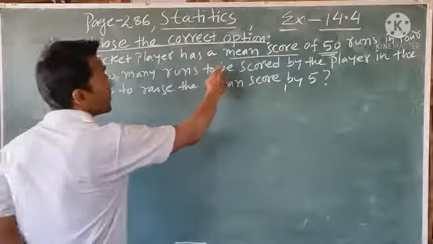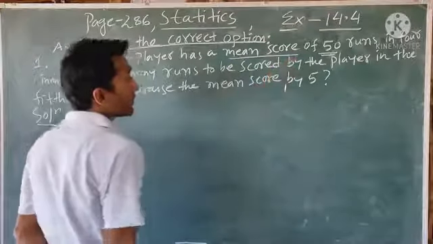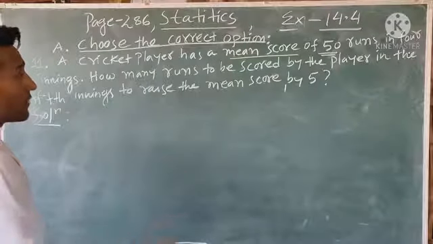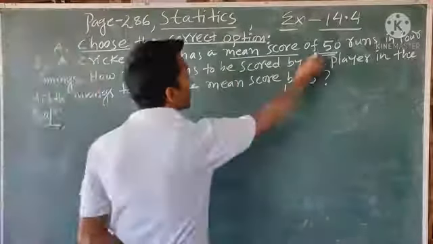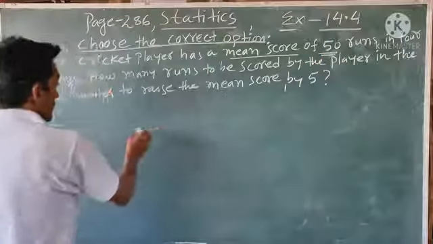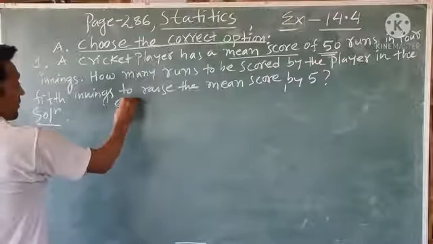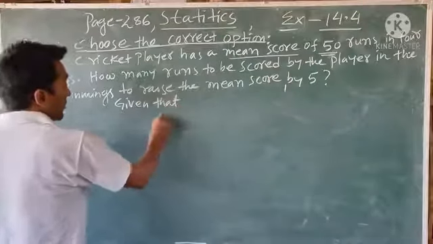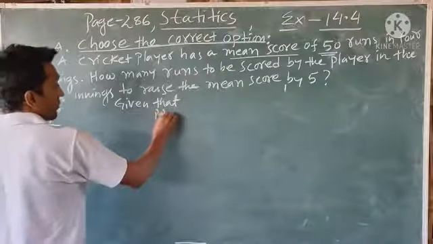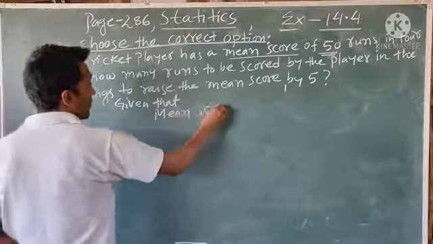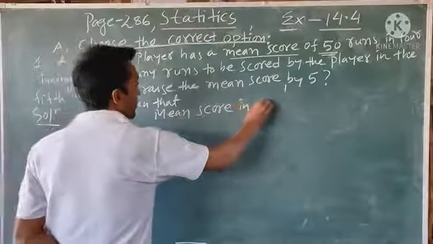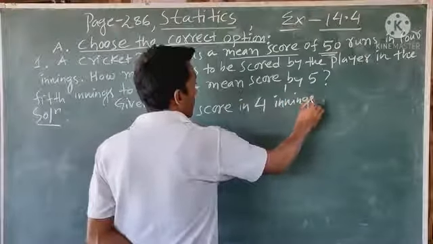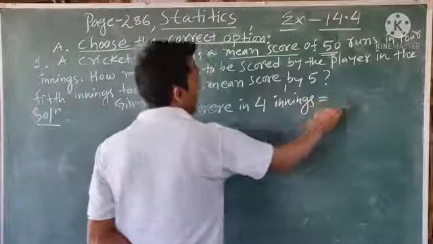So what is given? Mean score of 50 runs in 4 innings. Mean score given in 4 innings. How much mean score? 50. So what is given? Given that mean score in 4 innings is 50.